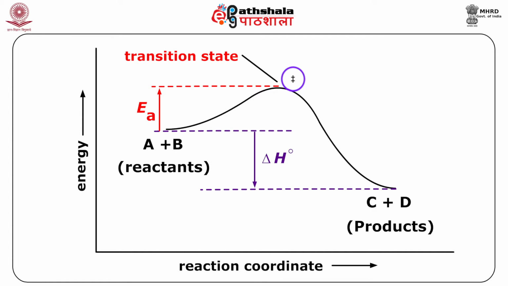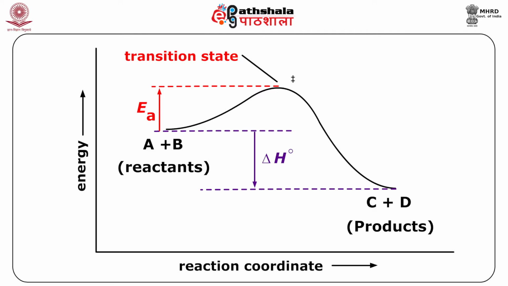The transition state is represented by a double dagger symbol as it is shown here in this figure, and the free energy of a transition state is represented by delta G with a double dagger symbol. The energy difference between the reactants and the transition state is called the activation energy and is represented by EA.